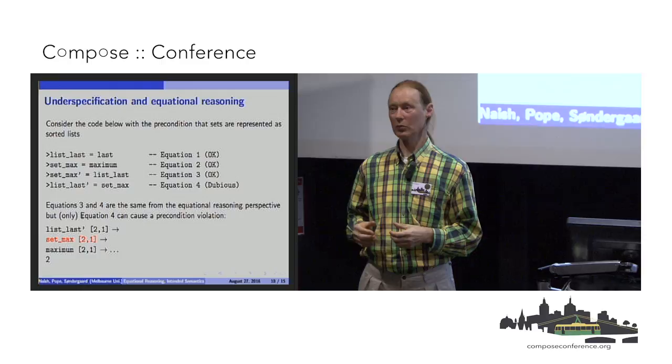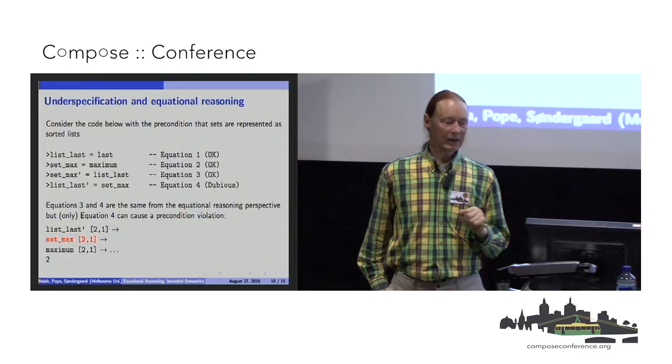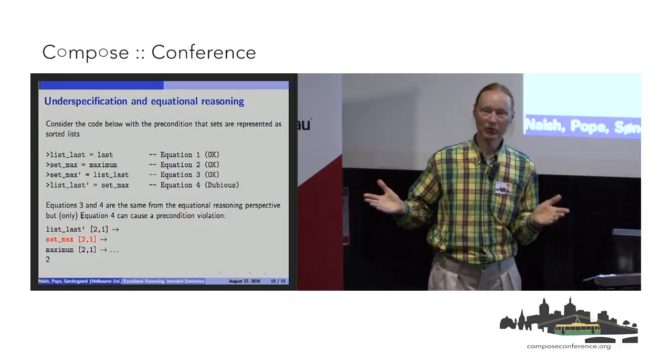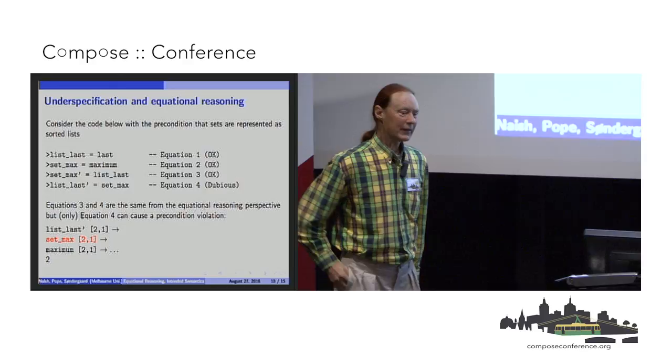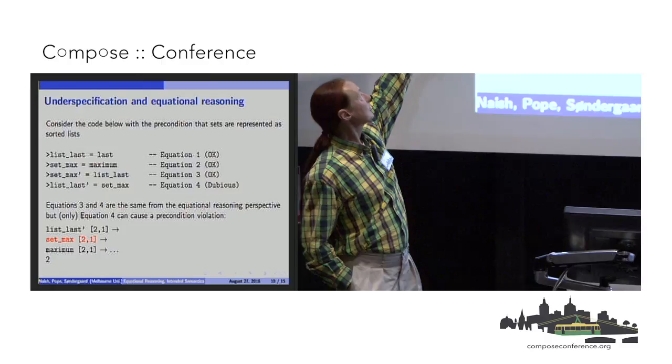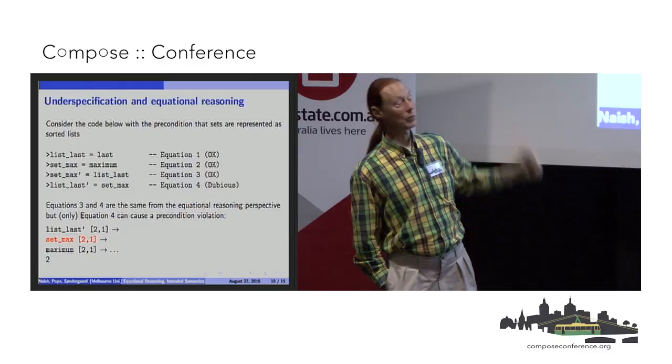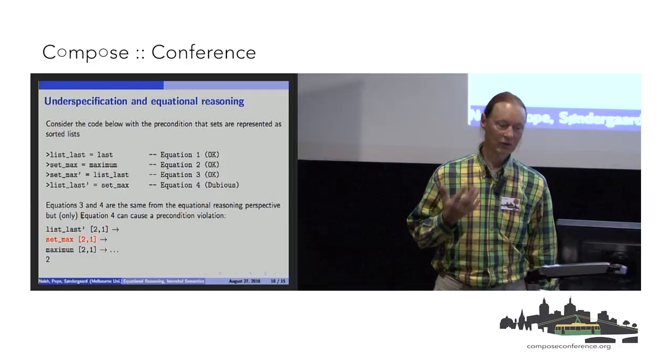The third definition up here is an alternative version of set max where it just gets the last element of the list. And that's also going to be fine because the list is going to be sorted and so we'll avoid some comparisons. Great, more efficient. The last one, if we think from an equational reasoning point of view, the third equation says that set max and list last are equal. So we should be able to just flip the two over and say, here's our new version of list last, that equals set max. But it doesn't work because that's going to create a precondition violation.